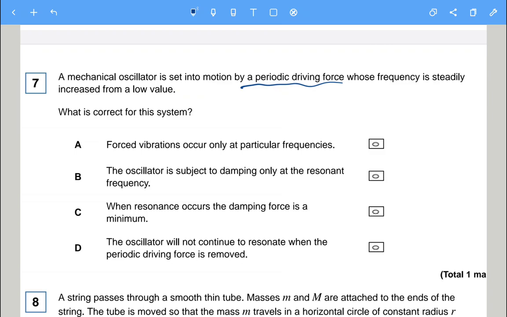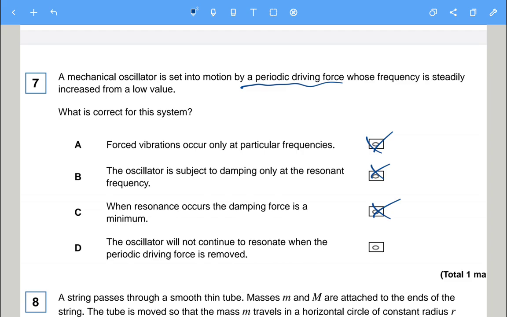Forced vibrations occur at only particular frequencies. That doesn't really make sense, that's definitely not correct. The oscillator is subject to damping only at the resonant frequency. No, it would be subject to damping at many frequencies, so it's definitely not this. When resonance occurs, the damping force is a minimum. Well, that's backwards, because when resonance occurs, there wouldn't really be a damping force.